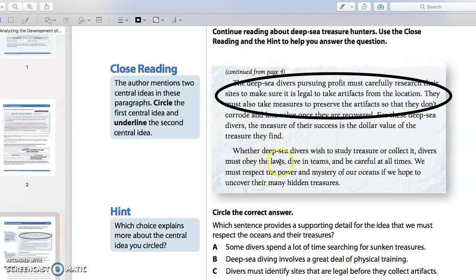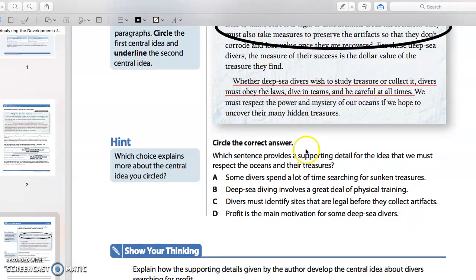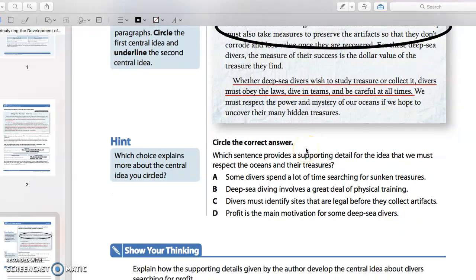Whether deep sea divers wish to study or collect, right? You're getting money or you're studying it. You have to obey laws, travel in teams, dive in teams, and be careful at all times. Yep. That is a main idea because it doesn't matter whether you're studying or collecting it, they all have to do this. So the second one they want us to underline. So we underline, we must respect the power and mystery of our oceans if we want to uncover hidden treasures.